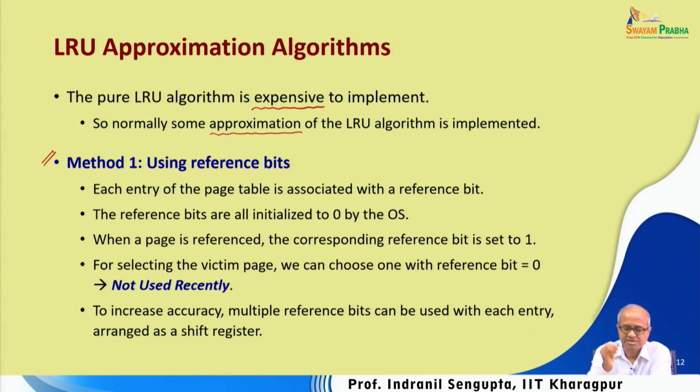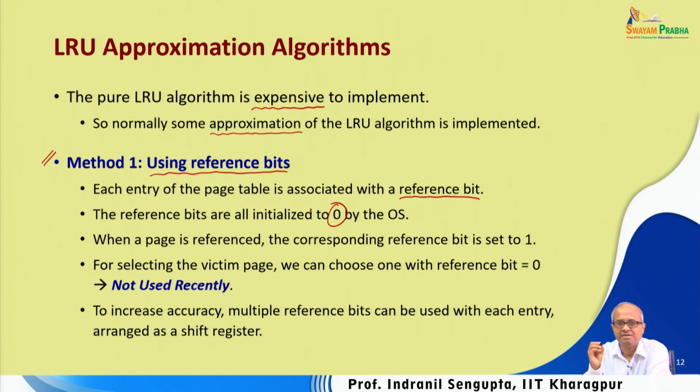The first method uses something called reference bits. The idea is as follows: every page table entry will contain a bit. When you access a page, the reference bit will be set to 1. Initially, when a page is brought to memory, all bits are reset to 0. Whenever you access a page, that bit is set to 1. So each entry in the page table is associated with a reference bit, and they are all initialized to 0 by the operating system.